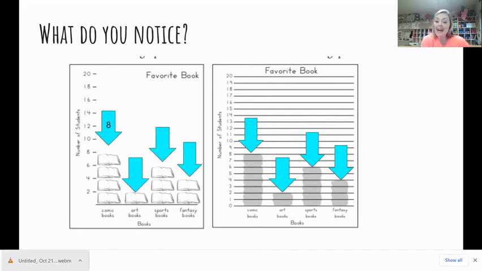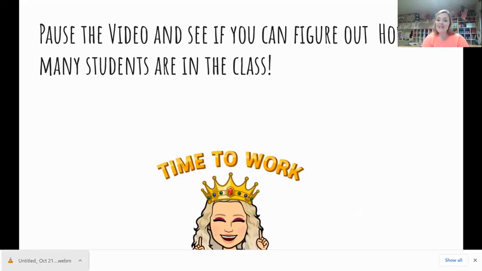Go ahead and count and solve for how many votes for each type of book. Check your work and make sure that you got 8 for comic books, 2 votes for art books, 6 votes for sports books, and 4 votes for fantasy books. Pause the video and see if you can figure out how many students are in the class.